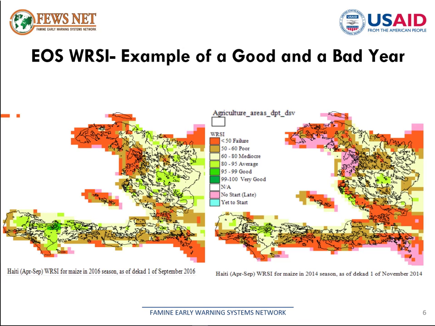So this is an example of the good and the bad years. 2016 is a good year, 2014 was a bad year. Funk is concerned that we're getting too low of WRSI values. So I need to check. I'm going to run this by hand on a pixel. That's going to be the next step.